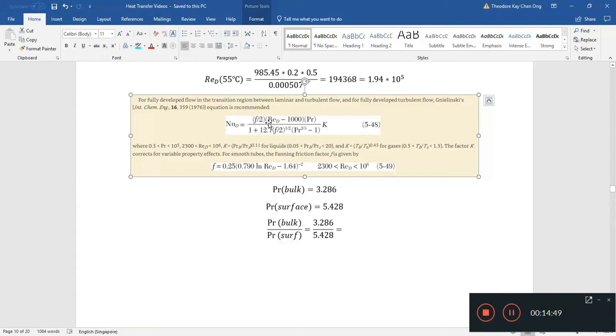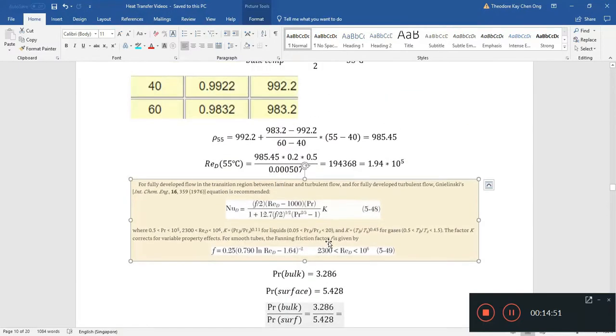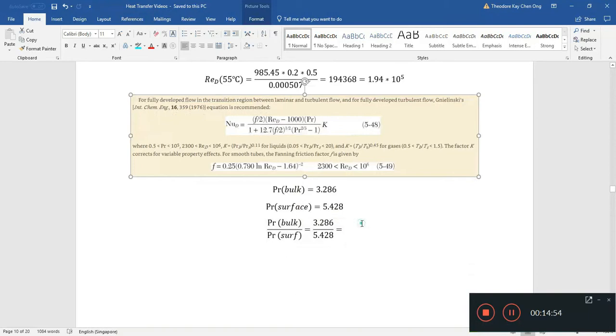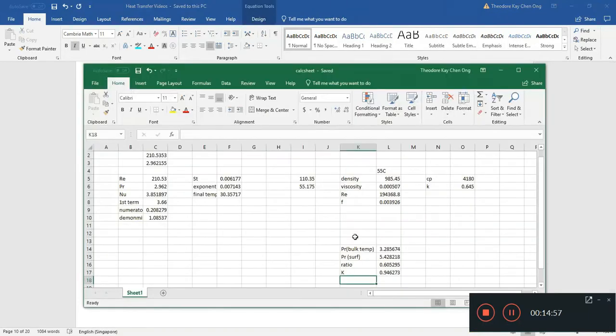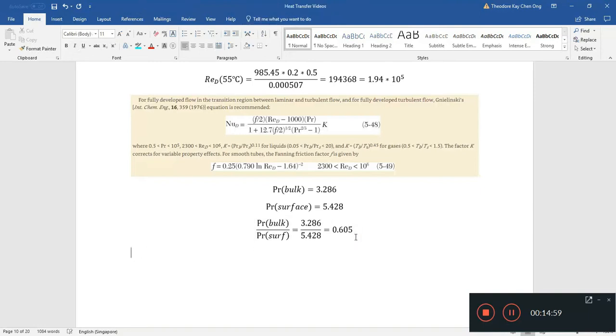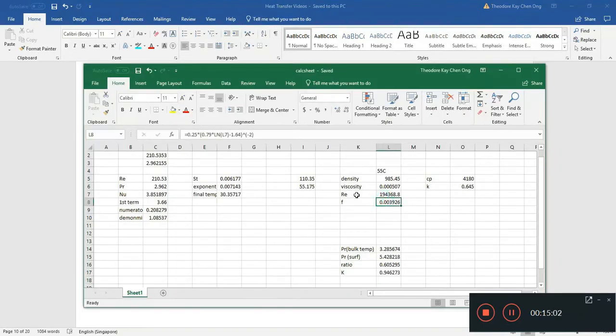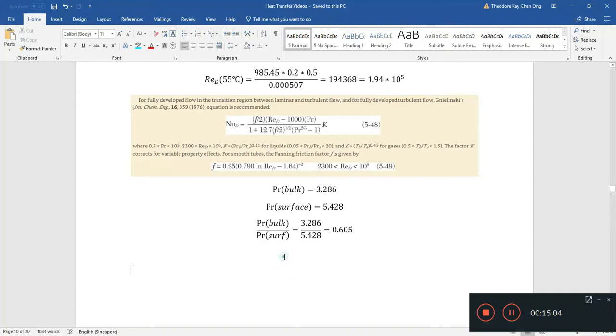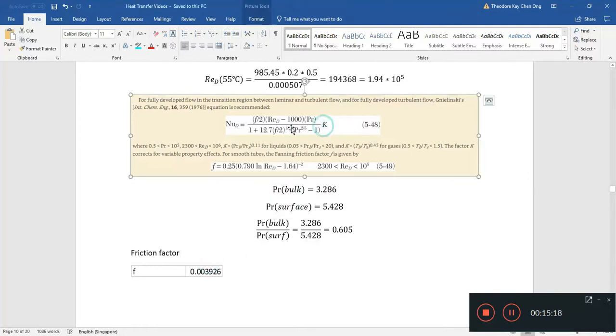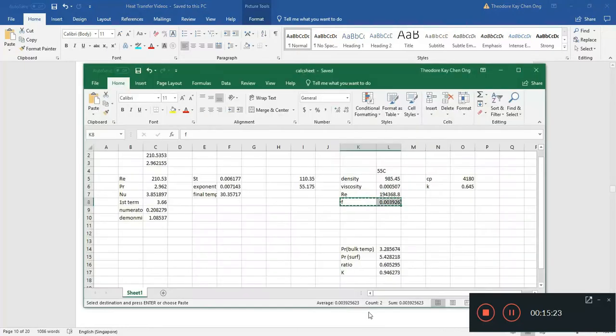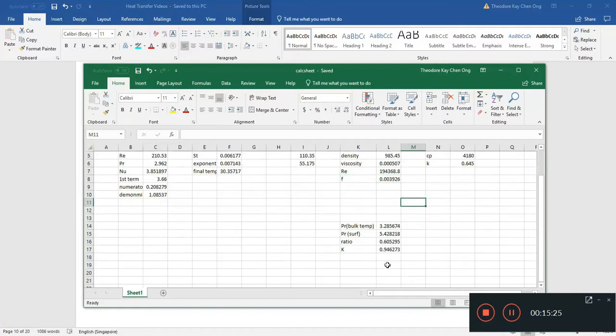Alright, looks like we have a friction factor. This is 0.605. So where's our friction factor? This. I'm just going to copy and paste it here. Alright, so we have our friction factor, we have K, and we have the Prandtl number at the bulk. We can calculate our Nusselt number now. So let's calculate our Nusselt number.